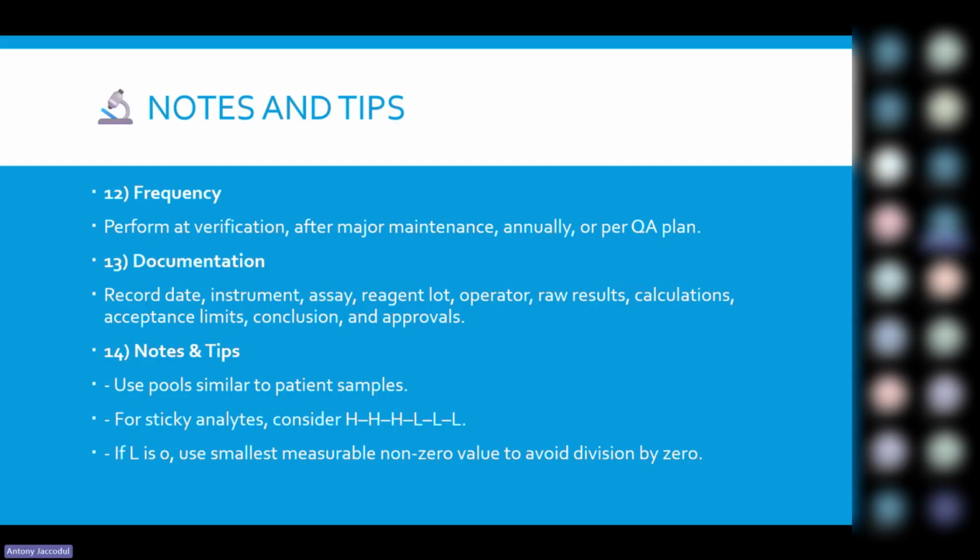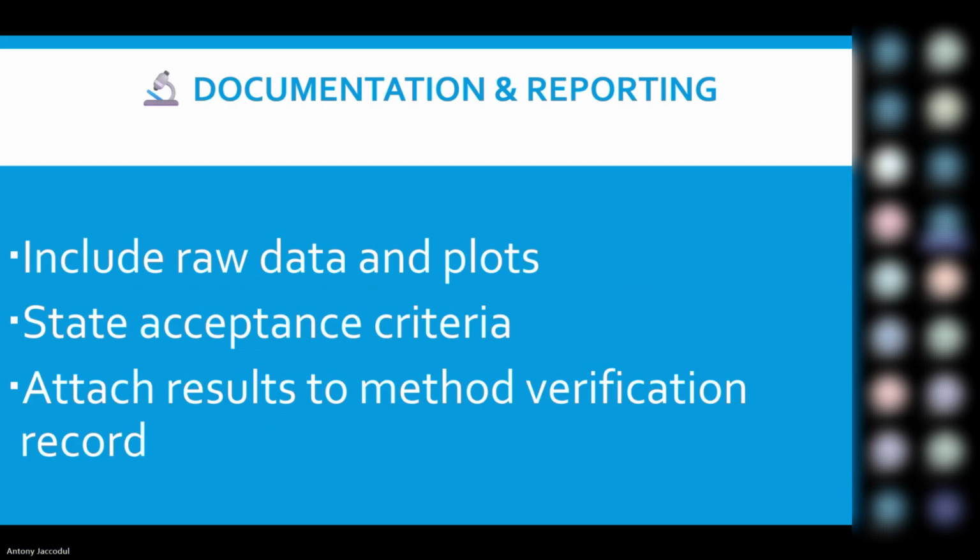If low is 0, use the smallest measurable non-zero value to avoid division of values by 0. So don't use analytes that have 0 components, or don't use blanks, whereby you're using the diluent as your low level. No, get a sample that is as near to low as possible, so that you avoid issues of dividing numbers by 0. So these are some of the few tips that you need to be aware of.